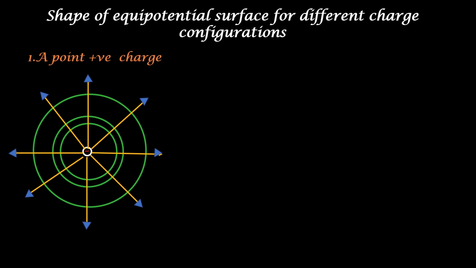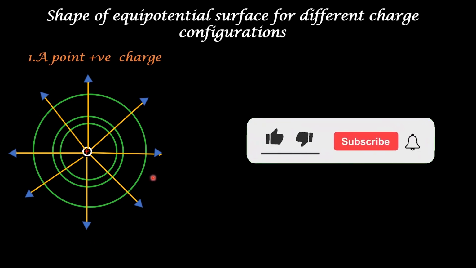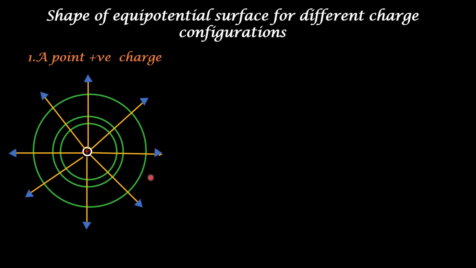In the center, there is a unit positive charge. I have shown three equipotential surfaces all around this charge. As you can see, two inner equipotential surfaces are closer, whereas the third outer one is spaced a little apart from the second equipotential surface. We need to know why it is shown like this.